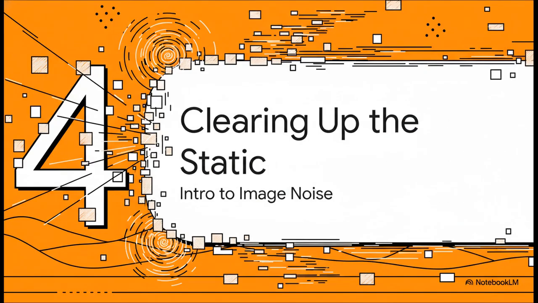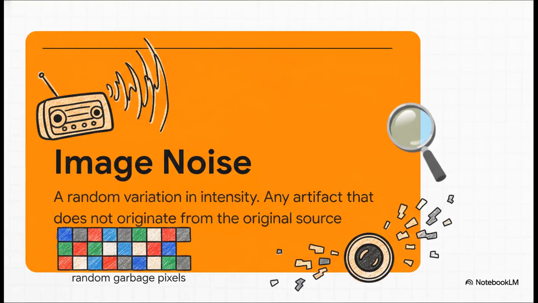Okay, so now we know how to isolate an image's core structure, but what if that structure itself is full of errors? I mean, binarization isn't going to fix an image that's already corrupted from the start, and that's where our second topic comes in, clearing up the digital static that we call image noise. So what exactly is noise? Well, at its core, it's just random garbage in your image that wasn't actually there in the original scene.